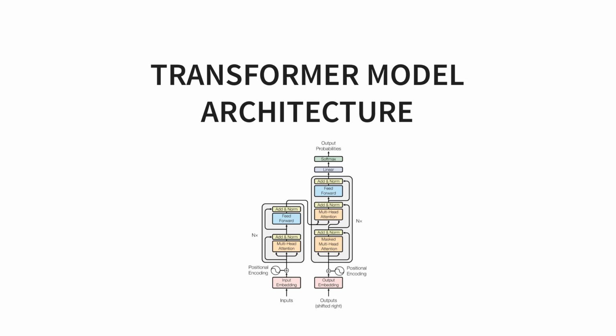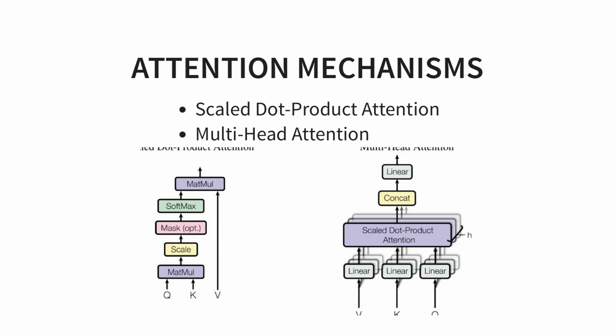This slide provides a visual overview of the transformer model. It shows the encoder-decoder structure with self-attention and point-wise feed-forward networks, aiming to process inputs and outputs simultaneously for better efficiency.